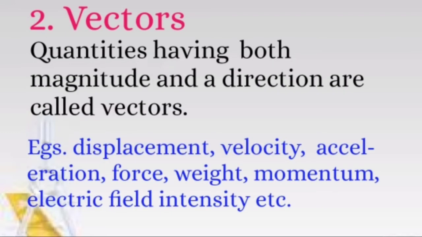The second one is vector. What is meant by vectors? Vectors means quantities having both magnitude and direction. For example, displacement. In physics, we have studied these things. Displacement is a vector quantity, and so are velocity, acceleration, force. If we apply force, it has a direction. Weight, momentum, etc. These are examples of vectors.